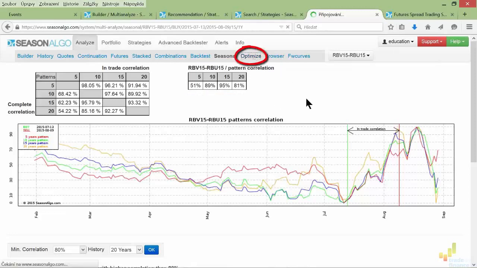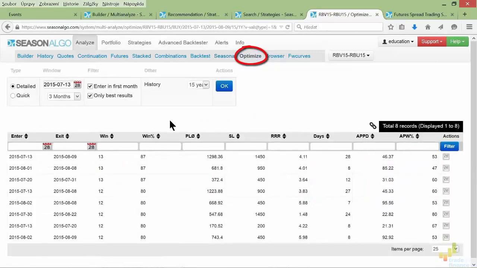And here we have the possibility to optimize the trading window. So in case we were not happy or had some doubts about the trading window that we found, then we can try to optimize the window and search for better results. So this is the way how to analyze the spreads.